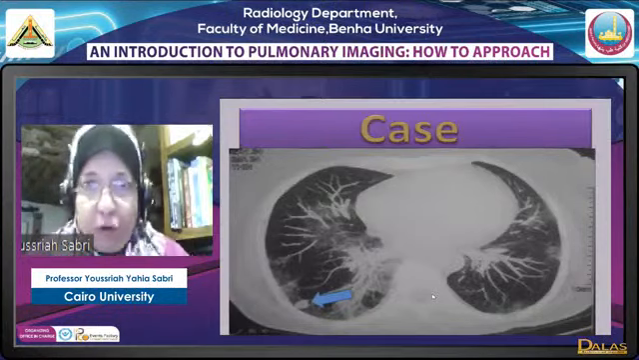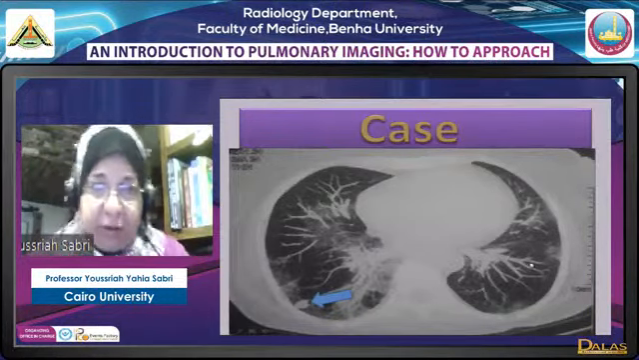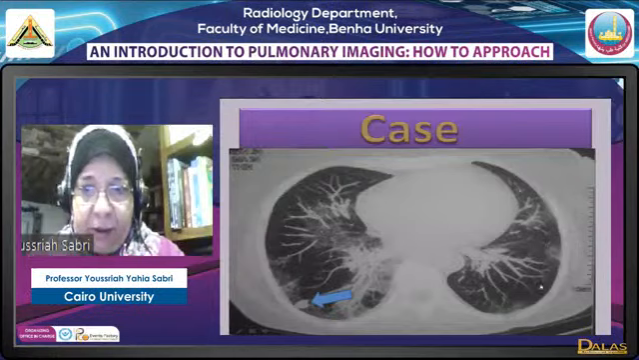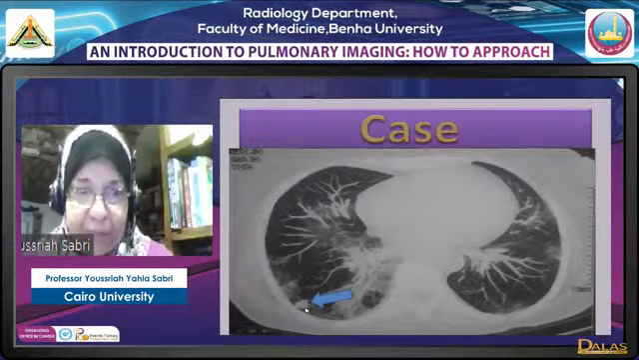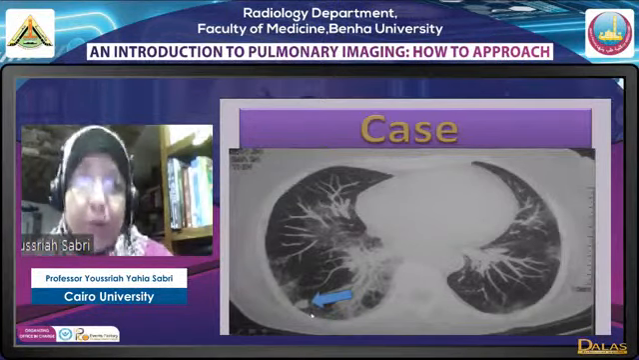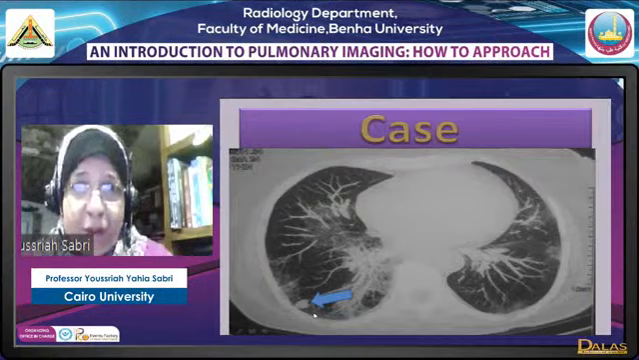Again, an incidentaloma, a lesion incidentally discovered. This patient had a CT for interstitial disease, and this subpleural nodule was incidentally found. Okay, we need to examine this nodule. How would we do this?